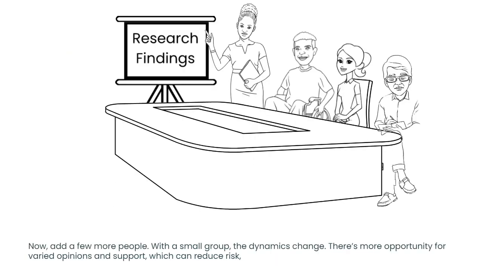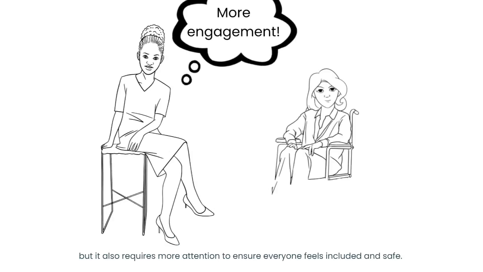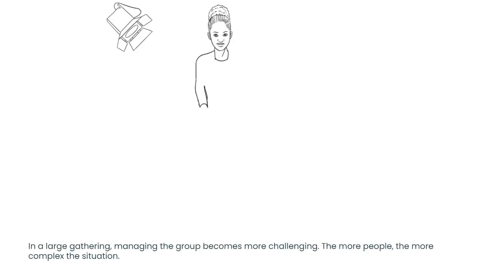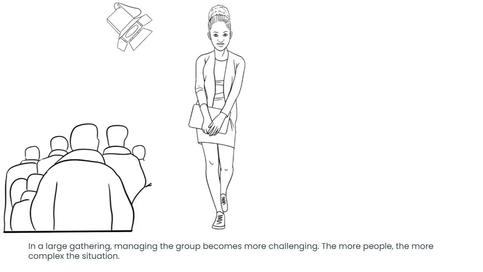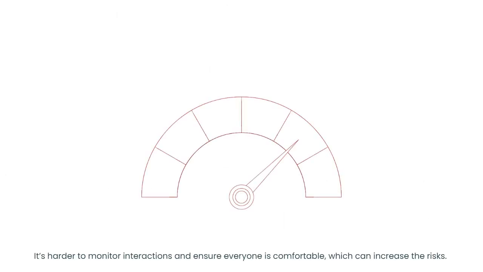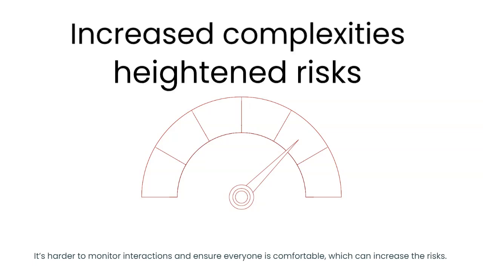Now add a few more people. With a small group, the dynamics change. There's more opportunity for varied opinions and support, which can reduce risk, but it also requires more attention to ensure everyone feels included and safe. In a large gathering, managing the group becomes more challenging. The more people, the more complex the situation. It's harder to monitor interactions and ensure everyone is comfortable, which can increase the risks.